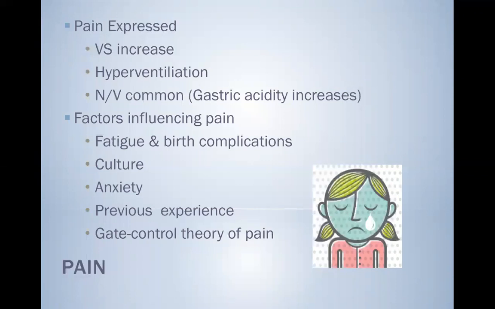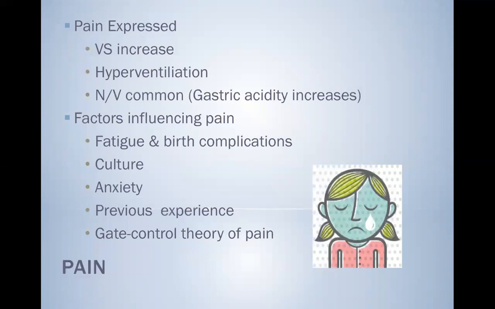we're not necessarily going to work her up for preeclampsia or pregnancy-induced hypertension until we get her pain under control. If we get her pain under control and her blood pressure is still elevated, then we're going to look at those other causes of the elevated blood pressure. But initially, if she's in pain, we're going to try to get that under control for her first.